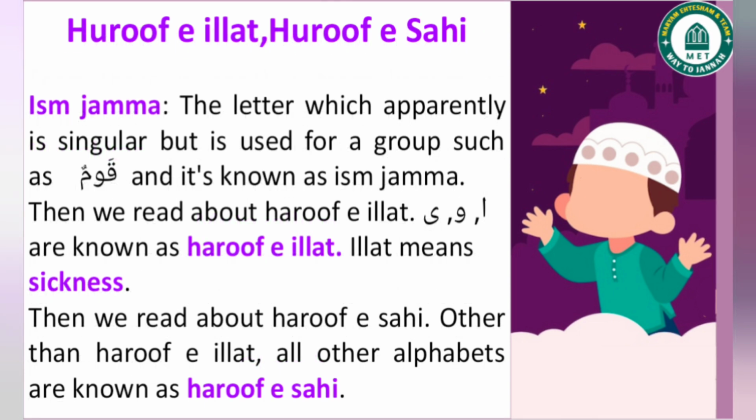Ism Jama. The word which apparently is singular but is known for a group, such as qawmu, is known as Ism Jama. Then we read about Huruf-e Illat. Alif, Waw, Ya are known as Huruf-e Illat. Illat means sickness. Then we read about Huruf-e Sahi. Other than Huruf-e Illat, all other alphabets are known as Huruf-e Sahi.